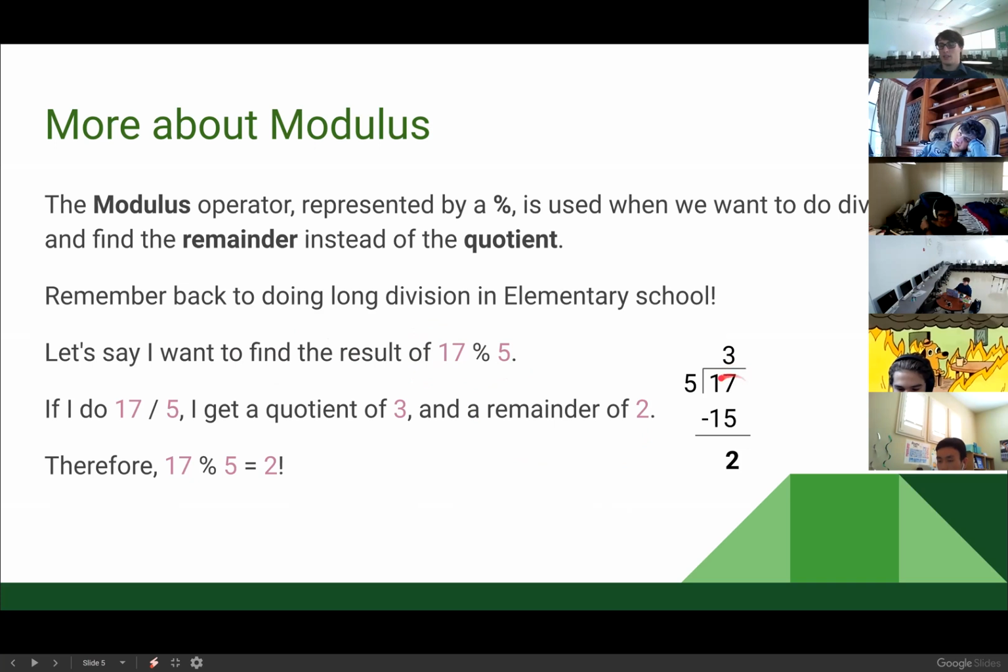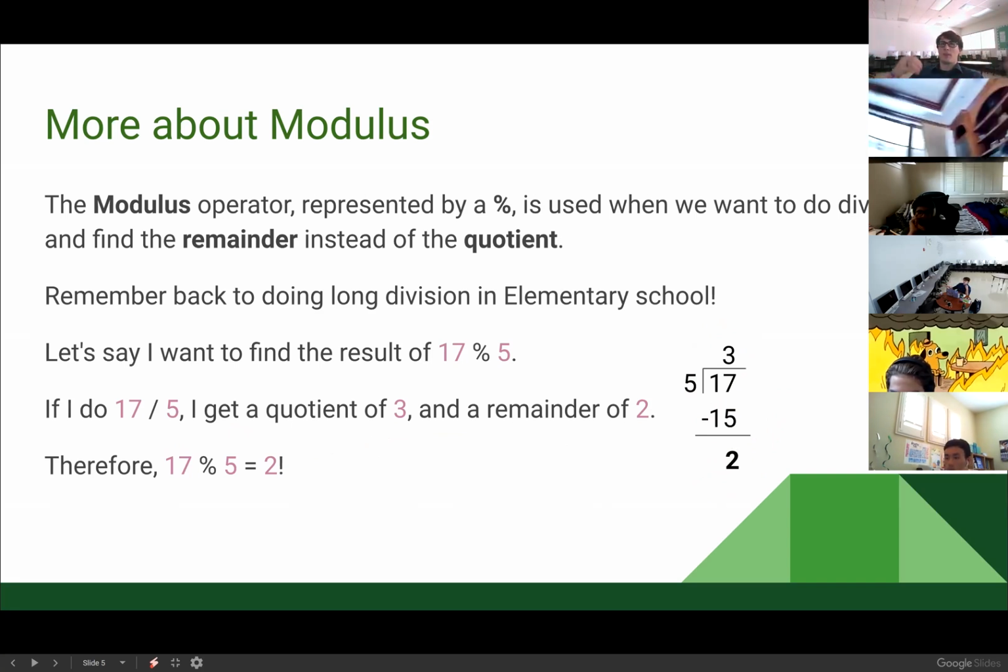So we have our 17 underneath our division symbol. We have our 5. 5 does not go into 1 any number of times, so we jump to the next digit. 5 goes into 17 3 times. 3 times 5 is 15. We subtract 15 from 17, and we get 2. Since 5 cannot go into 2, we are finished with our division. So we get a quotient of 3 and a remainder of 2. So 17 mod 5 equals 2, it's anything that's left over when I'm done dividing.